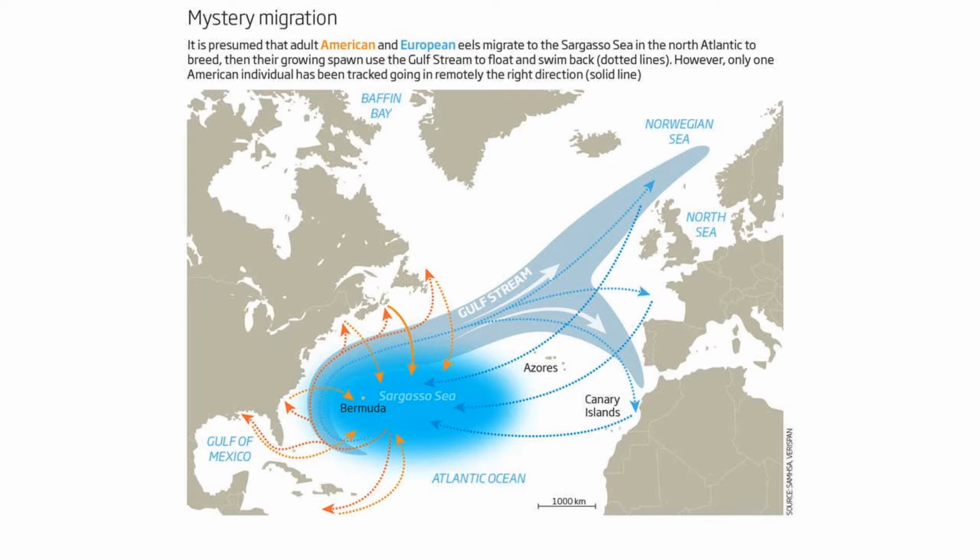So this is the pathway of migration. Look at this, the Sargasso Sea is here. And they move all the way from Europe, and American eels move from the inland waters of America, to somewhere here near the Bermuda Islands.